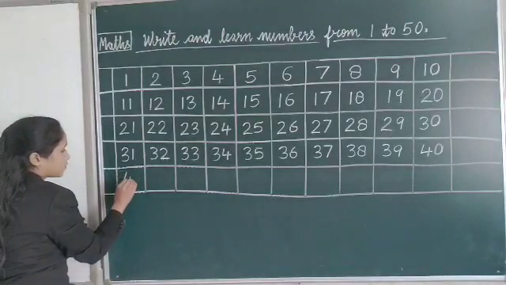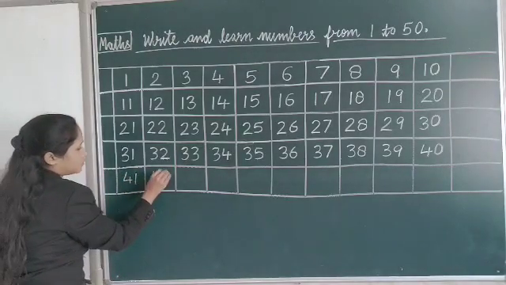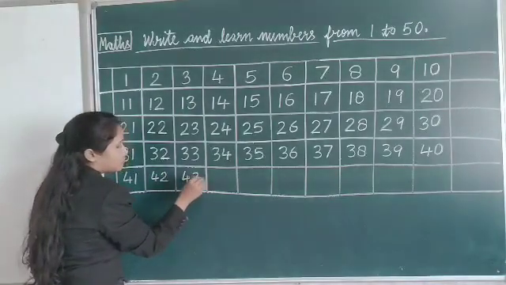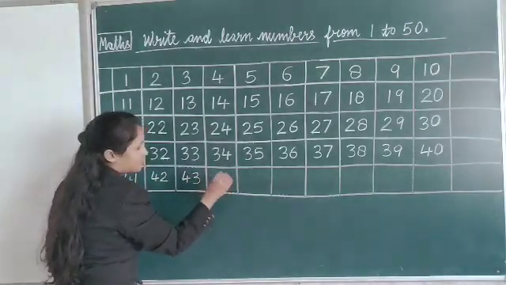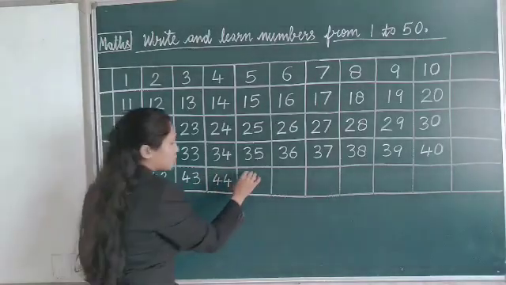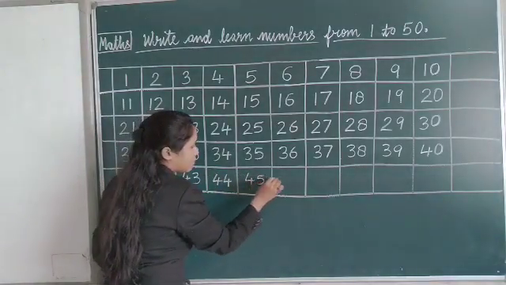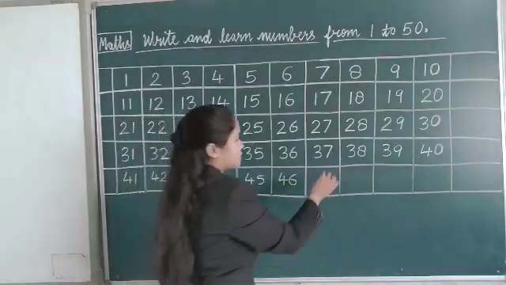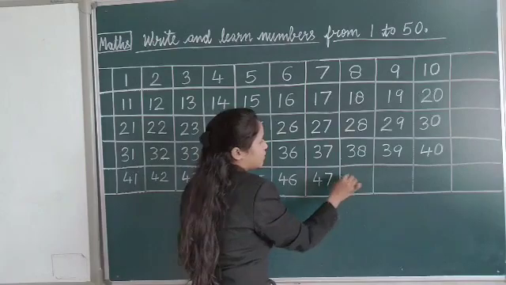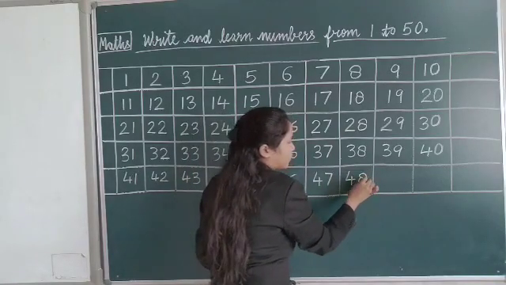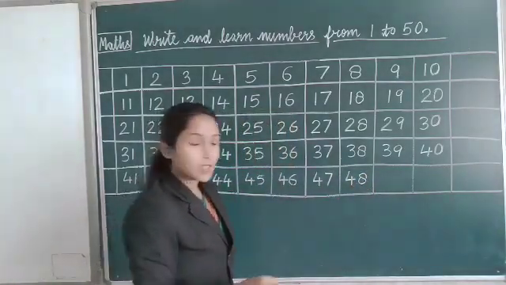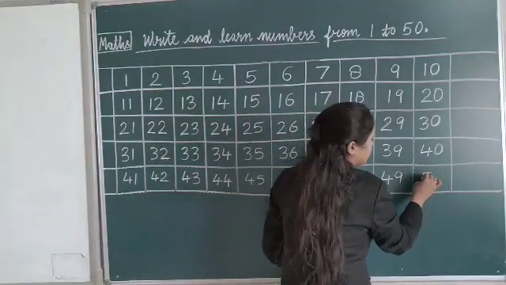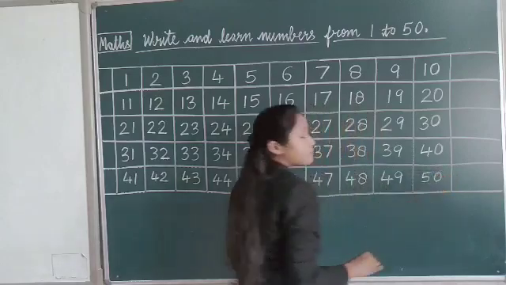4, 1, 41. 4, 2, 42. 4, 3, 43. 4, 4, 44. 4, 5, 45. 4, 6, 46. 4, 7, 47. 4, 8, 48. 4, 9, 49. 5, 0, 50.